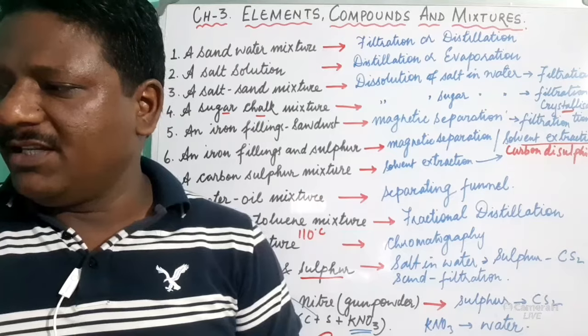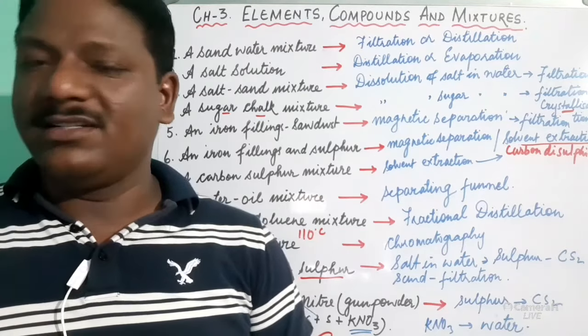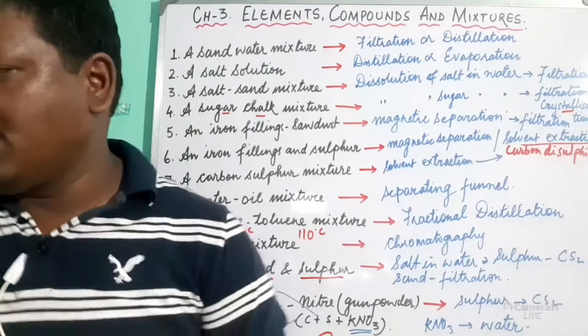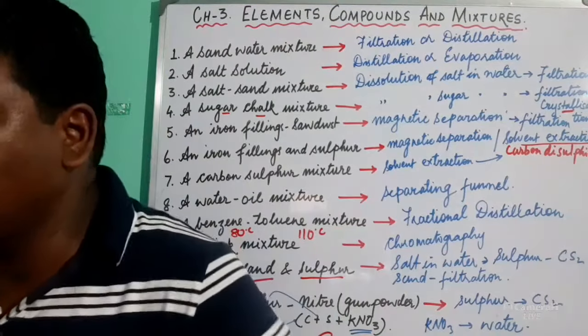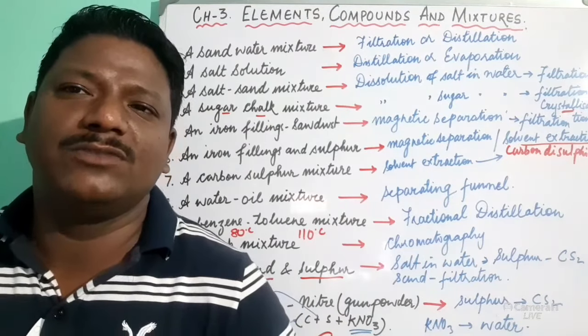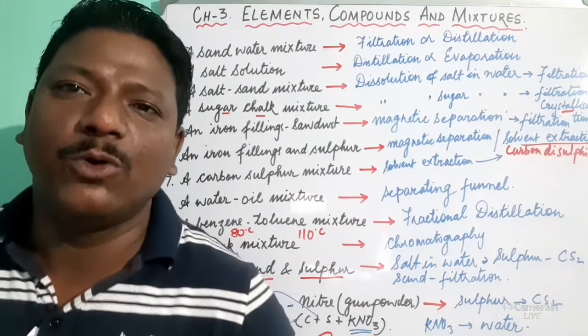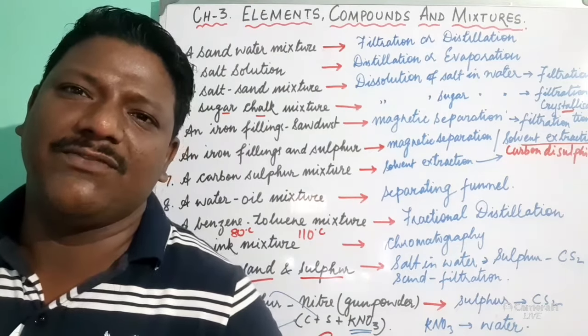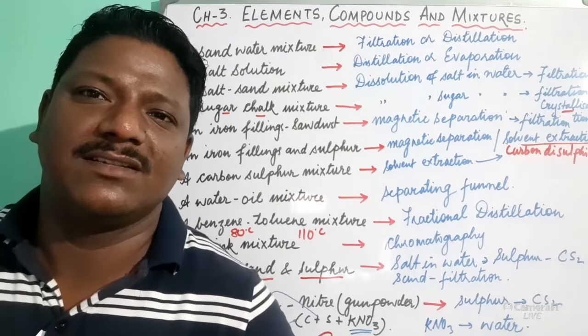Does a compound contain only one type of atoms? No. A compound does not contain only one type of atoms. Compounds are composed of different types of atoms of different elements.